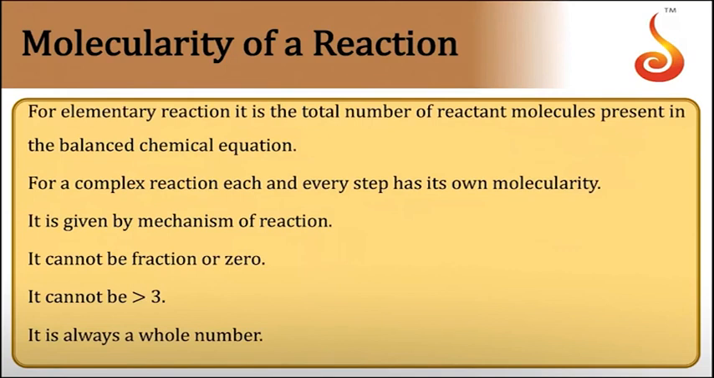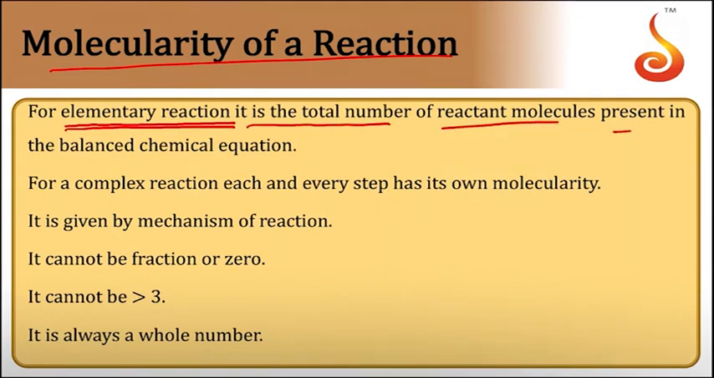Then comes the molecularity of a reaction. Now when you take an elementary reaction, meaning a reaction which happens only in one single step, that is called an elementary reaction. In an elementary reaction, the molecularity is the total number of reactant molecules present in the balanced equation. For an elementary reaction, happening only in one single step, molecularity means total number of reactant molecules present in the balanced chemical equation itself, and that is called the molecularity of a reaction.